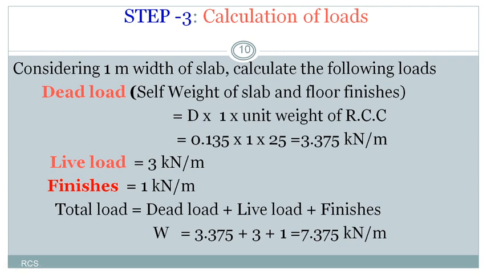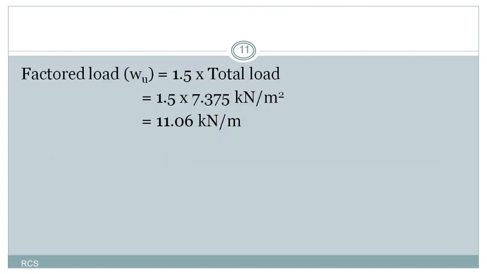But if any unforeseen loads are coming, for that we have to make use of the partial factor of safety. For loads, when you are using a combination of dead load and live load, the partial factor of safety used for limit state of collapse in flexure is 1.5. So our total load must be multiplied by 1.5, then we get the factored load Wu. So 1.5 multiplied by the total load of 7.375 kilonewton per meter. Finally, we get the total load as 11.06 kilonewton per meter. That is the factored load.